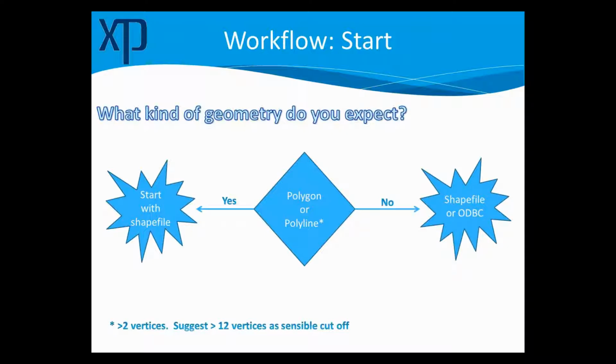So if I have complex geometry, I want to start with a shapefile because it's storing the geometry in an easier way. If I don't have complex geometry, I'm kind of leaving the choice open as to whether I should use a shapefile or some data connection. That's my first question. So let's assume for this workflow that we have selected a complex geometry.